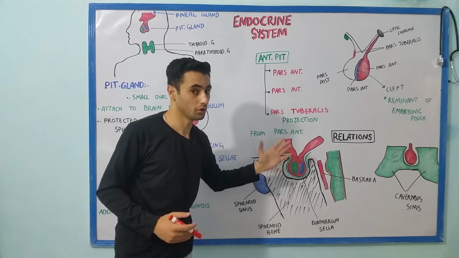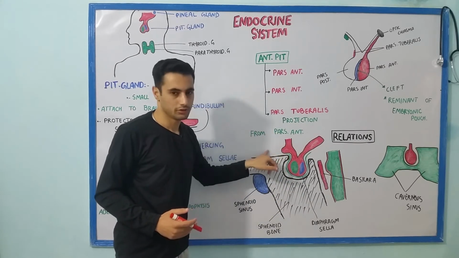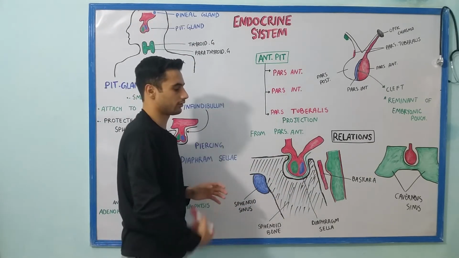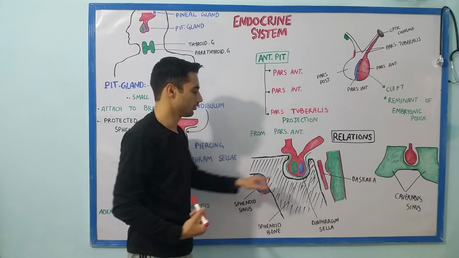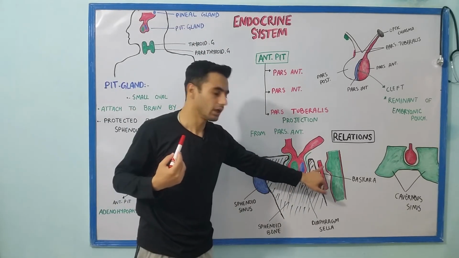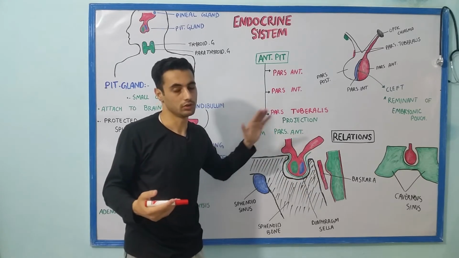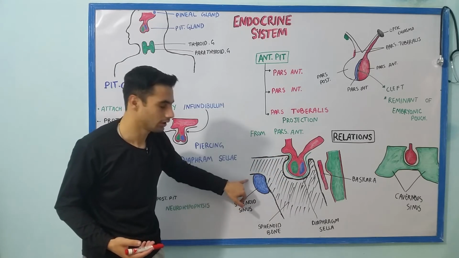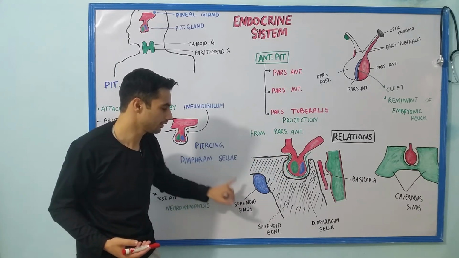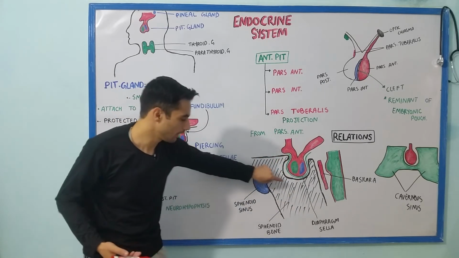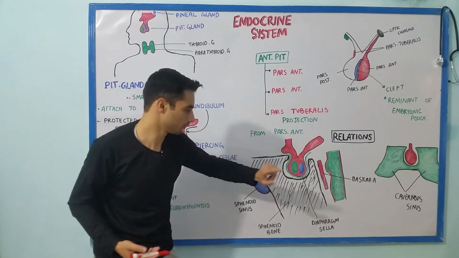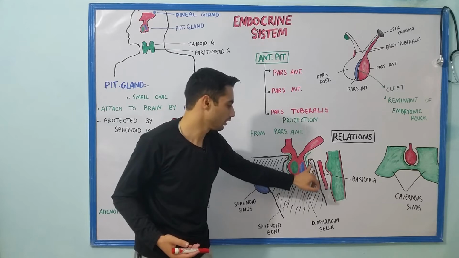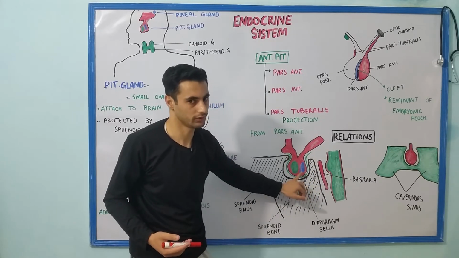Let's have a look at the relations of the pituitary gland. This is the sagittal section, and this is the coronal section. The sagittal section is something like this, and we're going to see what is in front of this pituitary gland, what is behind it, or posteriorly, superiorly, and inferiorly. So in front of the pituitary gland, we can see that anteriorly we have the sphenoid sinus. Inferiorly, we have the body of the sphenoid bone. Posteriorly, we have the basilar artery as well as part of the body of the sphenoid bone.